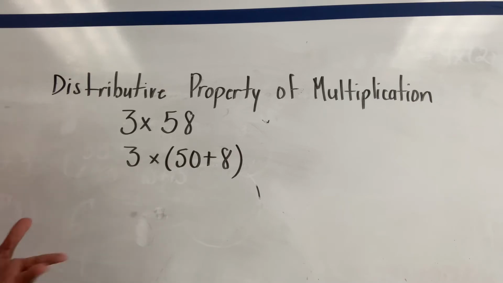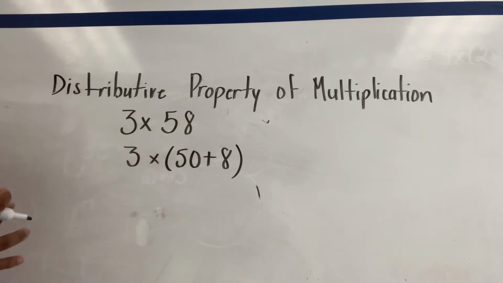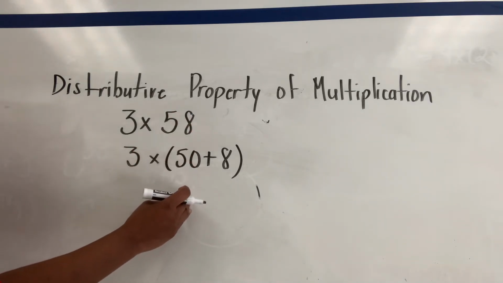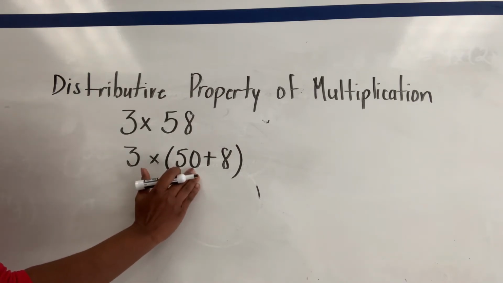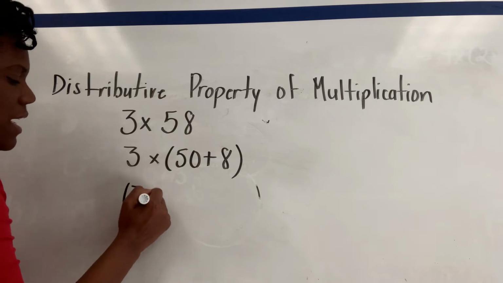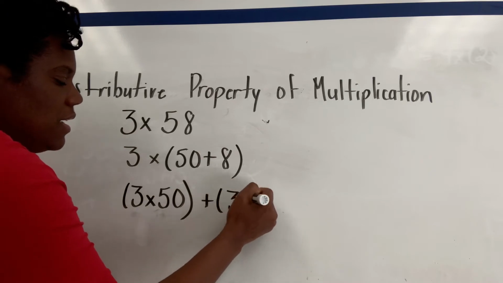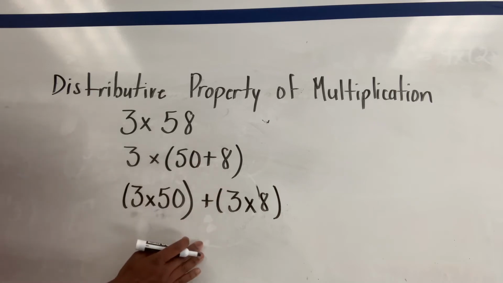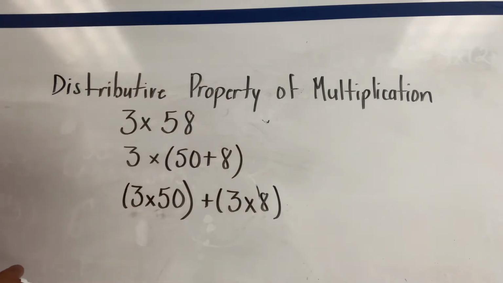I mean, the choices are endless. But the point is that we break the number into addends so that when we multiply, they're much easier to solve. So step 1, we break it into its addends. Our next step is we multiply our factor times each addend. So we will do 3 times 50 plus 3 times 8. We want to make sure that we bring the addition sign because it was a part of our addends.